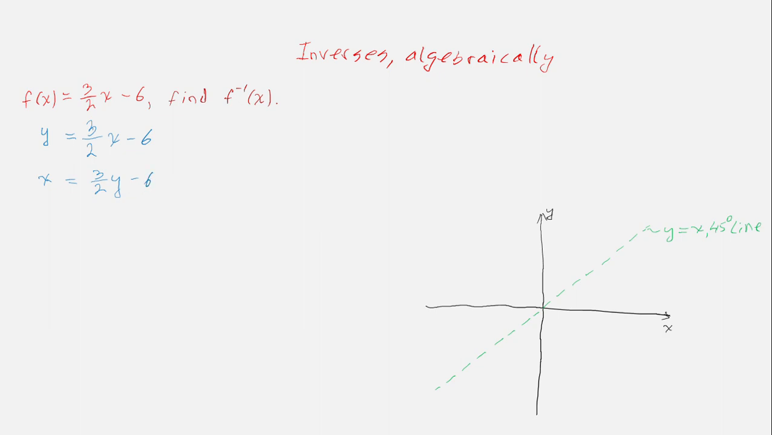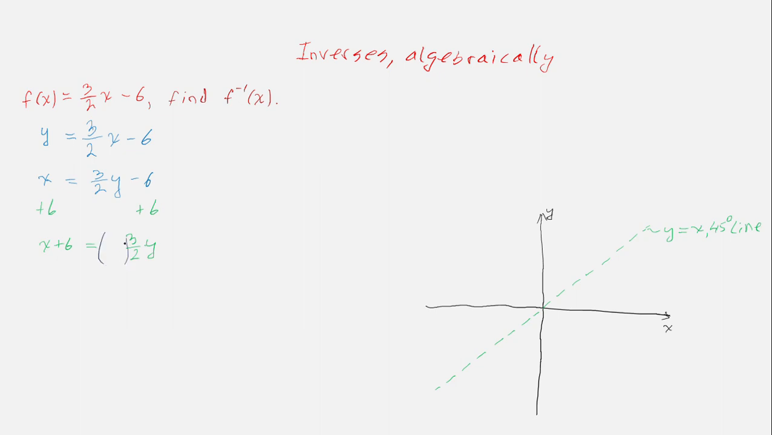Now this is already an inverse, but we usually need to solve for y. So let's solve for y. First step would be to add 6 on both sides. We add 6, so the left hand side is going to be x plus 6, and the right hand side is going to be 3 halves y. This is multiplication. Now next step could be multiply by 2, divide by 3.